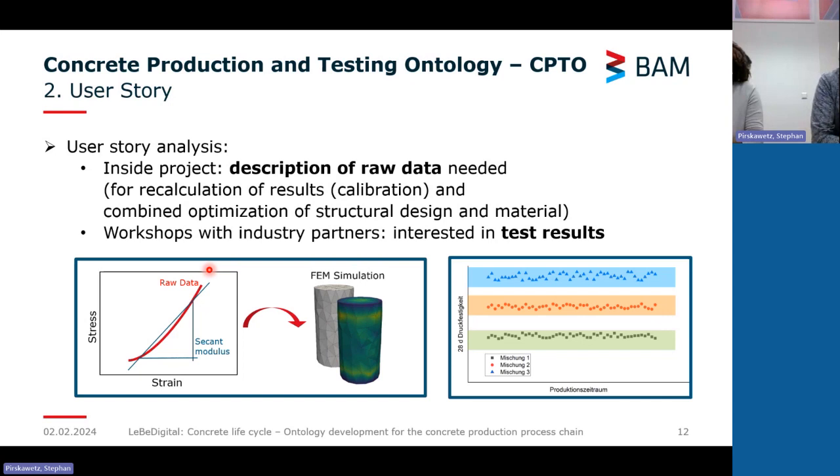Here, for instance, the compressive strengths of different mixtures over a certain period of a production of concrete, and it can be used to analyze, for instance, the influence of changing raw materials, changing environmental conditions, or maybe to optimize mixtures regarding the CO2 footprint, or reducing the costs of mixtures and so on.